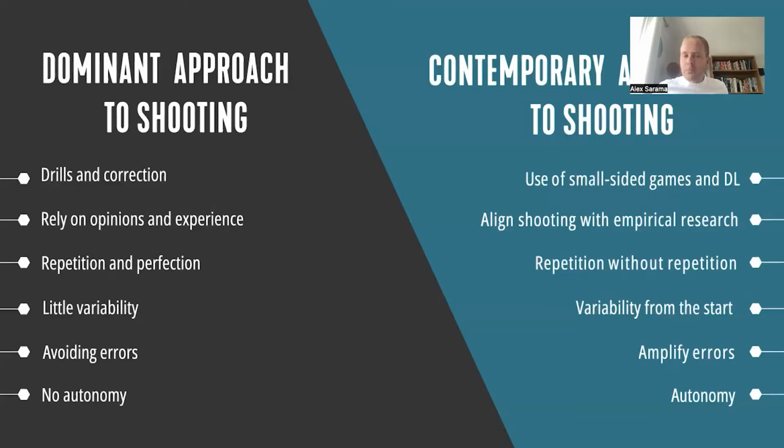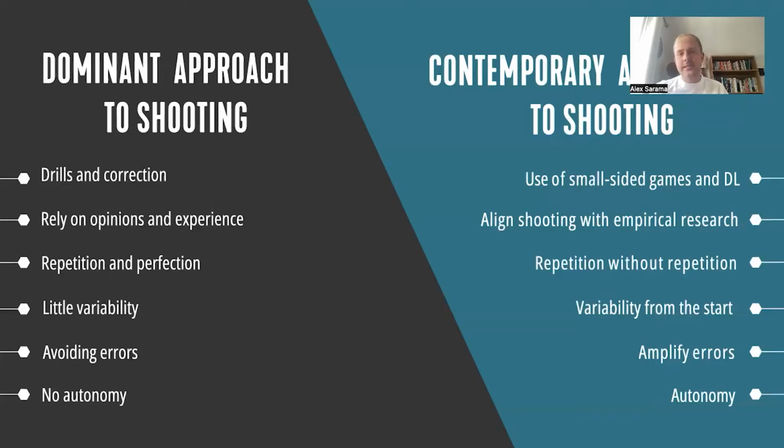And this is all not based on opinion and experience solely, because yes, of course, experience is going to be useful, but it's paired critically with empirical research. And we're going to get to that later on. There's actually been research conducted specifically on the jump shot in basketball. Within a traditional approach, we see repetition and perfection versus repetition without repetition. We also see little variability compared to variability being used from the very start, even with beginners or very bad shooters. We try to avoid errors based on an idealized way of shooting within the dominant approach, whereas within a contemporary approach, we might even amplify the error.